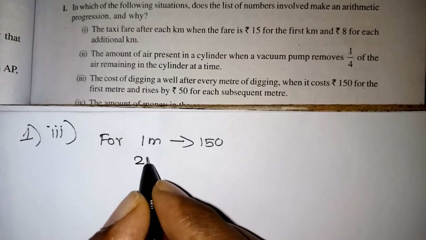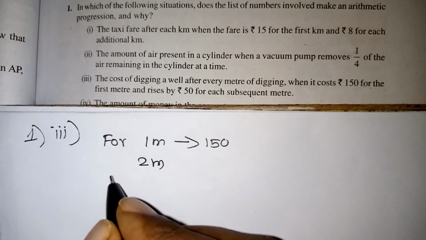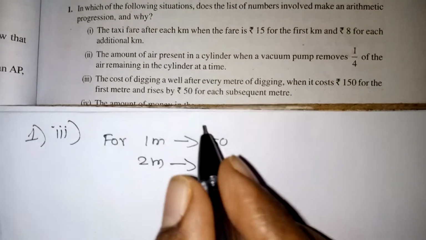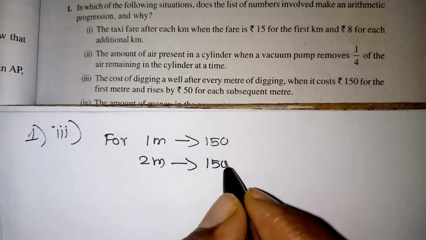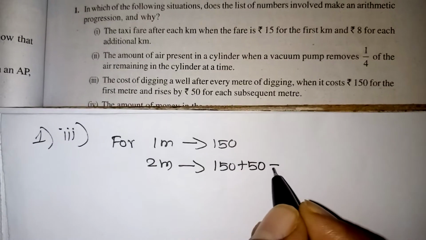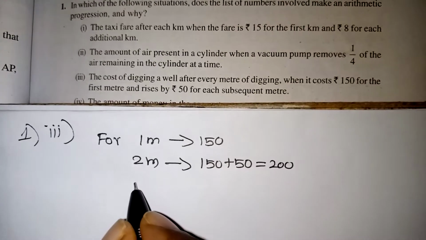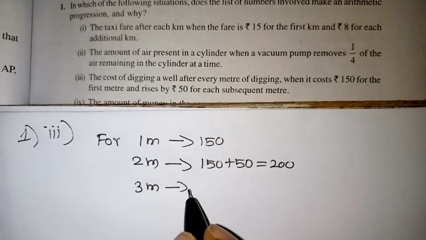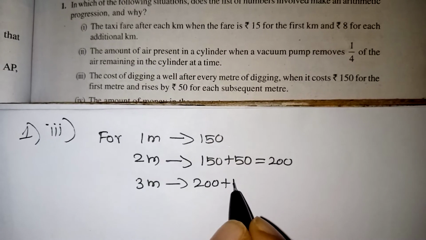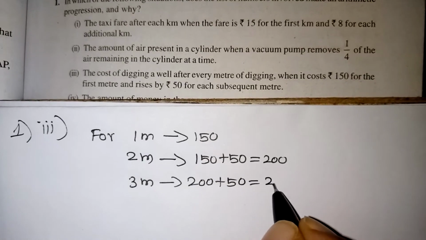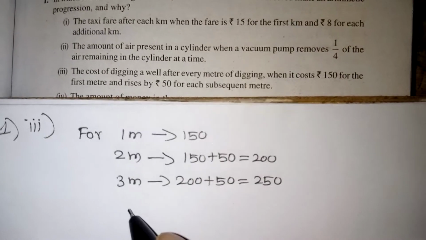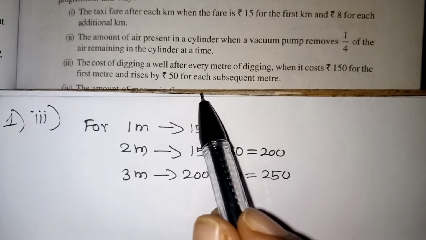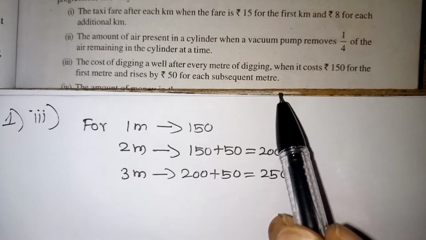Then for the second meter, when they are digging the well to 2 meters, they have to pay 50 rupees extra. For the second meter it will be 150 plus 50, so they have to pay 200. If they are making the well for 3 meters, then again one more 50 rupees they have to give. So 200 plus 50, that will be 250. Again, if they are going for the 4th meter, they have to pay one more 50 rupees. Likewise, 50 rupees will be added for subsequent meters.